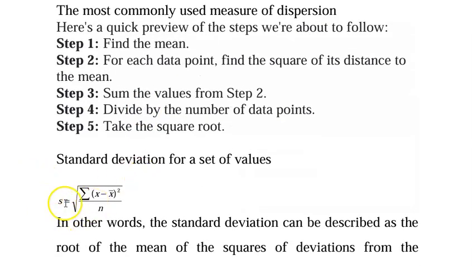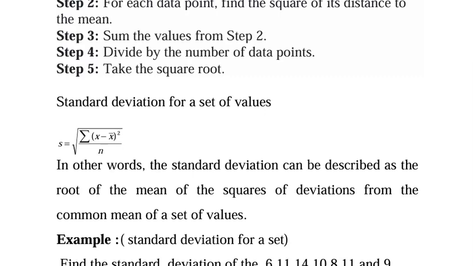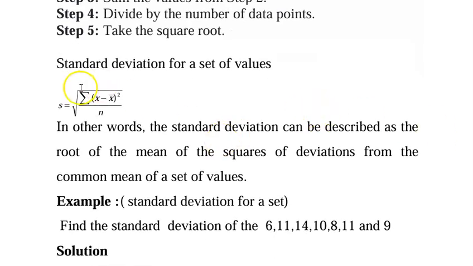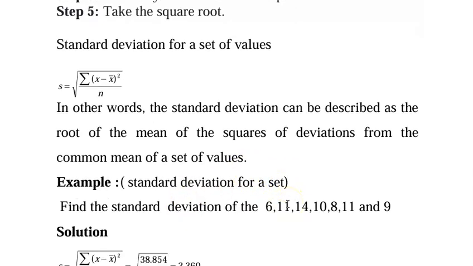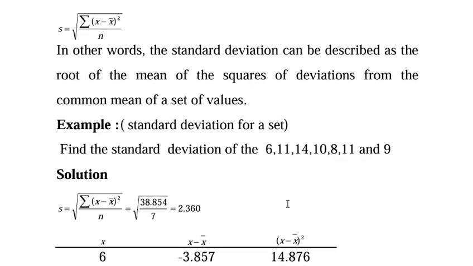So in formulas, S, the standard deviation, is the root of the variance. Variance is the sum of x minus x bar, the mean, squared, over n. In other words, standard deviation can be described as the root of the mean of the squares of the deviations from the common mean of the set of values. So what do we mean? This is what we're talking about. Standard deviation is the root of the sum of x minus the mean, squared, over n. That's where we say the root of the mean of the squares. So we get to an example and see how we can calculate the standard deviation for a set.